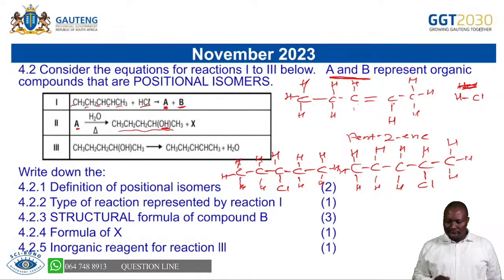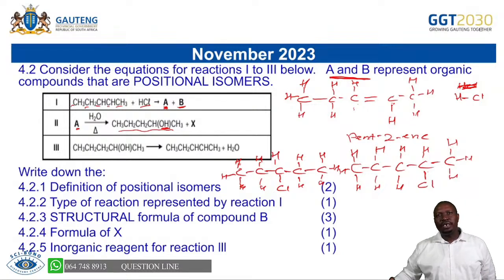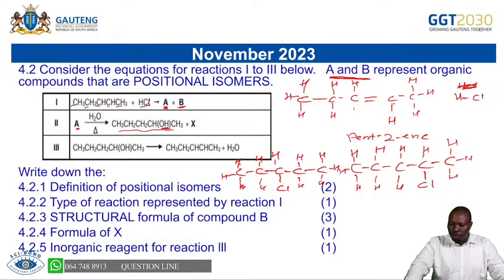So you will say, define positional isomers. You will say these are organic molecules with the same molecular formula but different position of the side chain, the substituent, or the functional group. Then you get your 2 marks for 4.2.1.